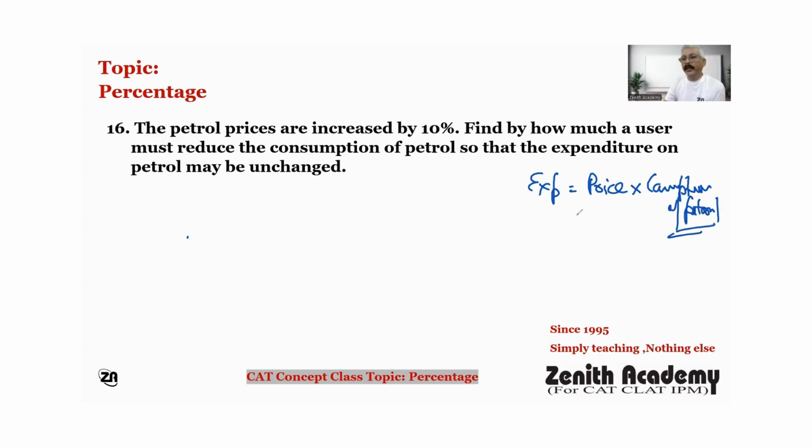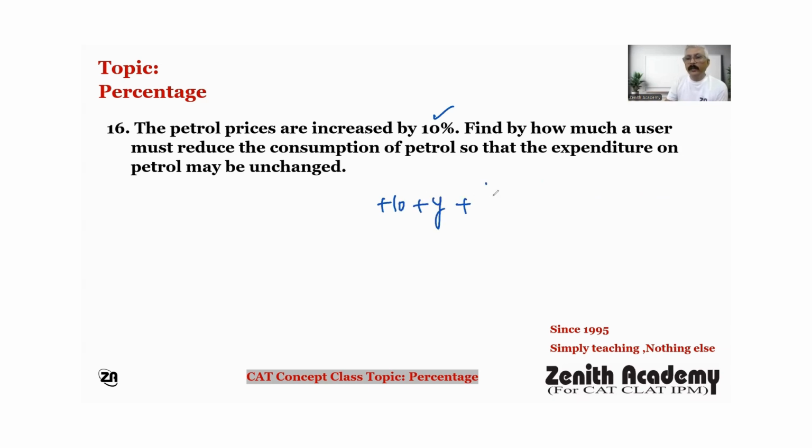So look here, again, it is like area is equal to L into B, right? So here, first increase 10%, plus 10, then suppose Y, which is to be found out here, and this is 10 into Y by 100, is equal to 0%. You got it? Expenditure on the petrol may be unchanged, so net percentage change you want to be 0%.